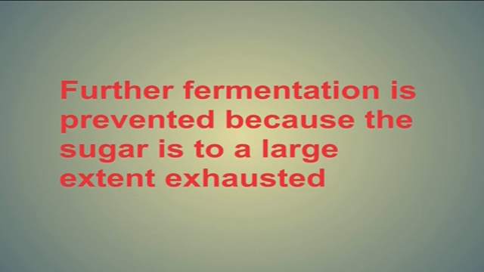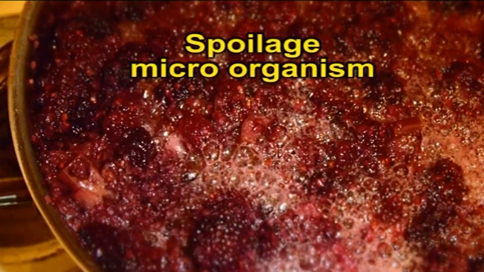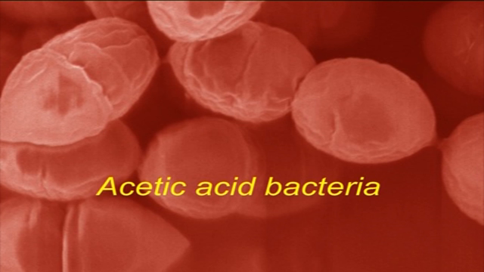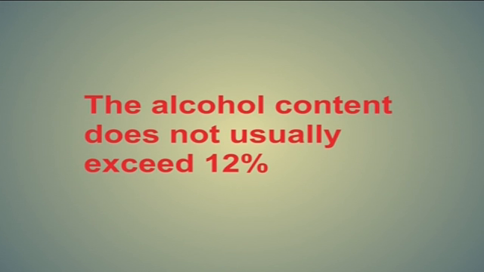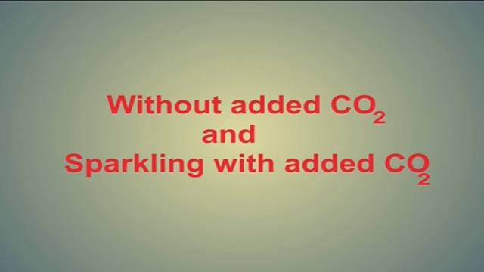Further, fermentation is prevented because the sugar is to a large extent exhausted. Spoilage microorganisms such as acetic acid bacteria do not grow if air is excluded. Owing to the natural limit of sugar in grapes, the alcohol content does not usually exceed 12%. They are still subdivided into still, without added carbon dioxide, and sparkling, with added carbon dioxide.